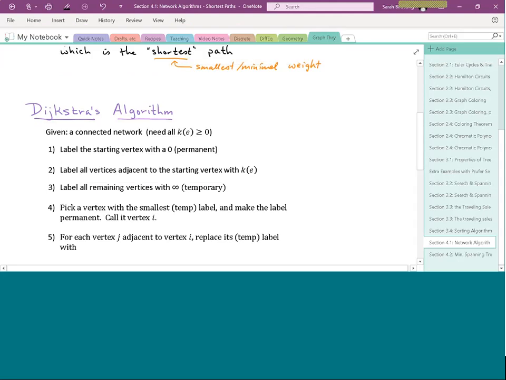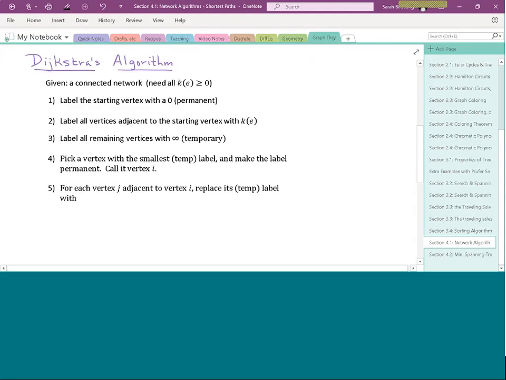And this is the big formula that we're using. So it's going to be the minimum of, and there's two options. So you take the smaller of the two. The first one is the current label on j. Now note, if your current label on j is an infinity, don't pick that one as the minimum, okay? The other one should be shorter.